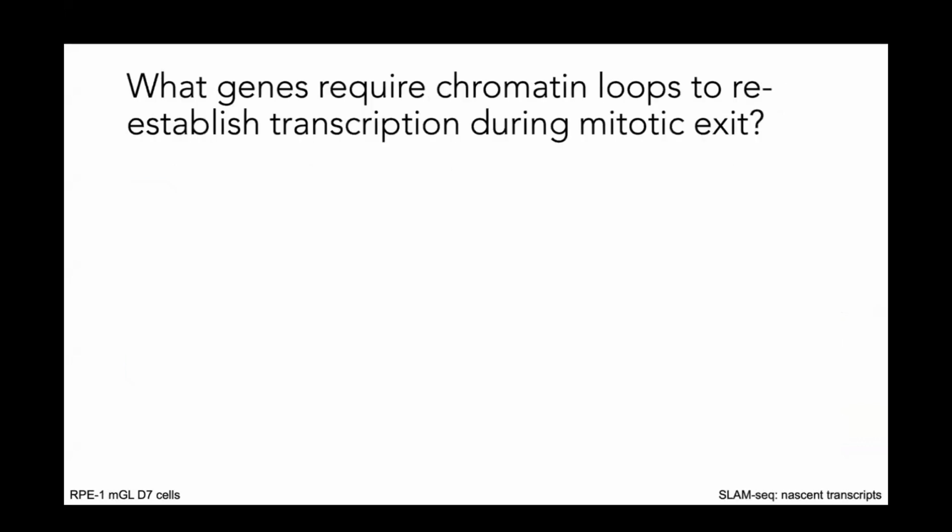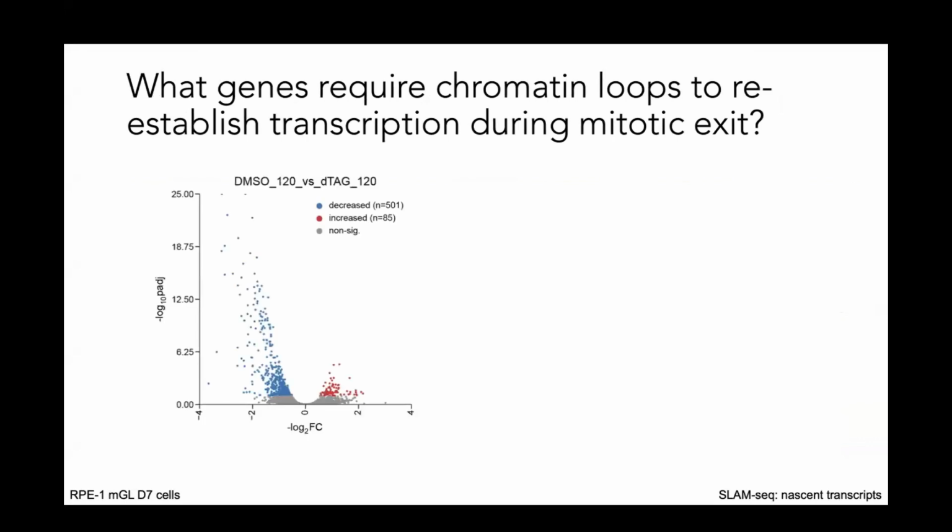And so this system allows us to ask, okay, during this transition, what types of genes require cohesin for their re-expression. To do this, we use SLAM-seq. So we add these modified nucleotides so that you can detect the nascent RNAs just through sequencing. It's sort of like a bisulfite sequencing type approach. We add these for the first 2 hours during mitotic exit, and then quantify which genes are upregulated or downregulated.